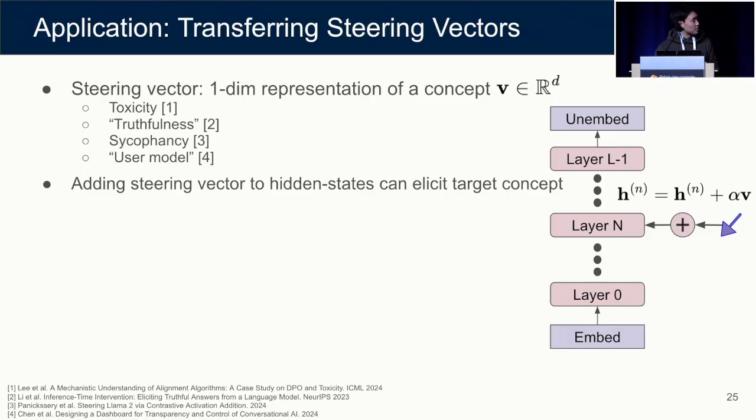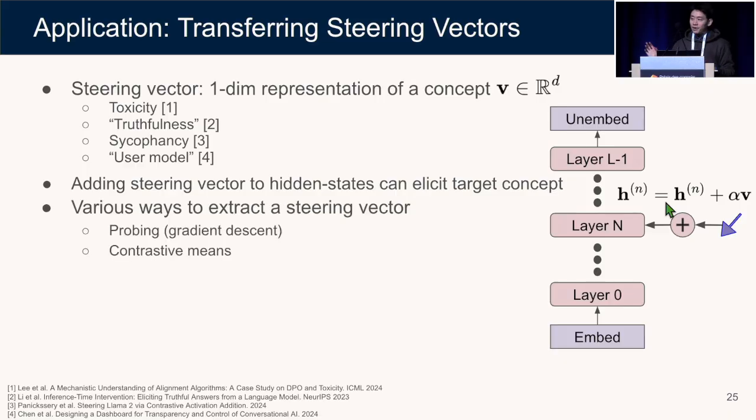And often in these, I guess my slides got cut off here, but there should be a V here. But often when you do this intervention, there's this alpha hyperparameter that controls how strongly you're intervening into the model's hidden states, where the idea is that the larger this alpha value is, the more you're intervening and the more likely you are to see whatever target behavior you're interested in. And there are various ways to extract these steering vectors, which I won't talk about here.